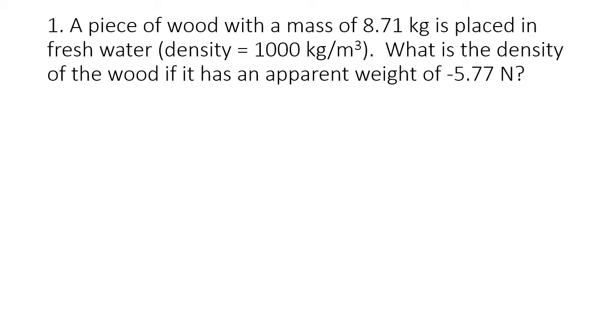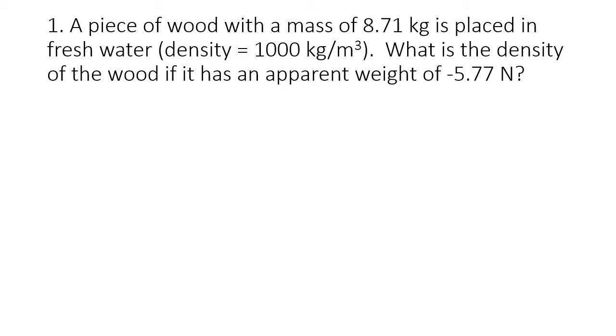All right, number 1 says, a piece of wood with a mass of 8.71 kilograms is placed in fresh water, density 1,000 kilograms per meter cubed. What is the density of the wood if it has an apparent weight of negative 5.77 newtons? That negative 5.77 newtons means that its density is going to be less than water, because if we pushed it under the water, that means it would float back up to the surface.